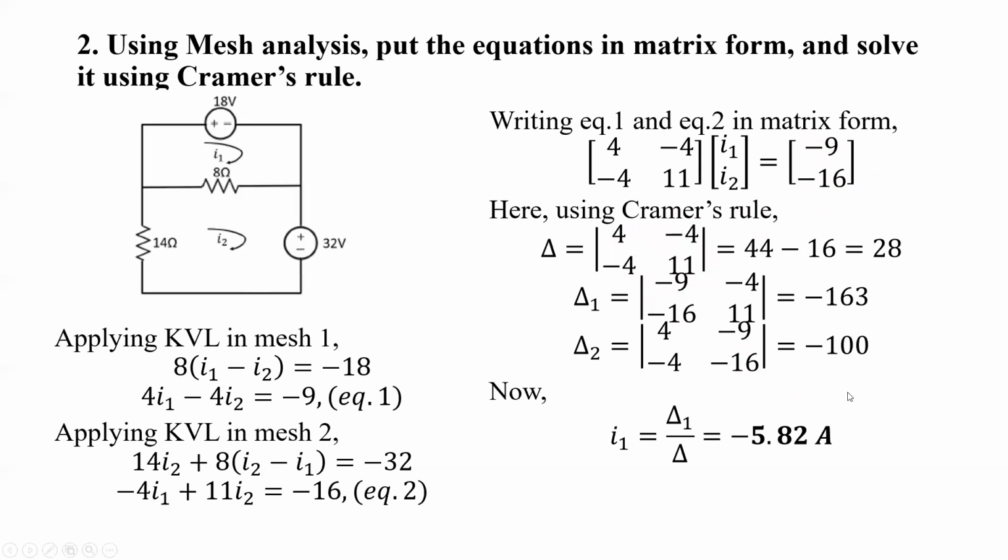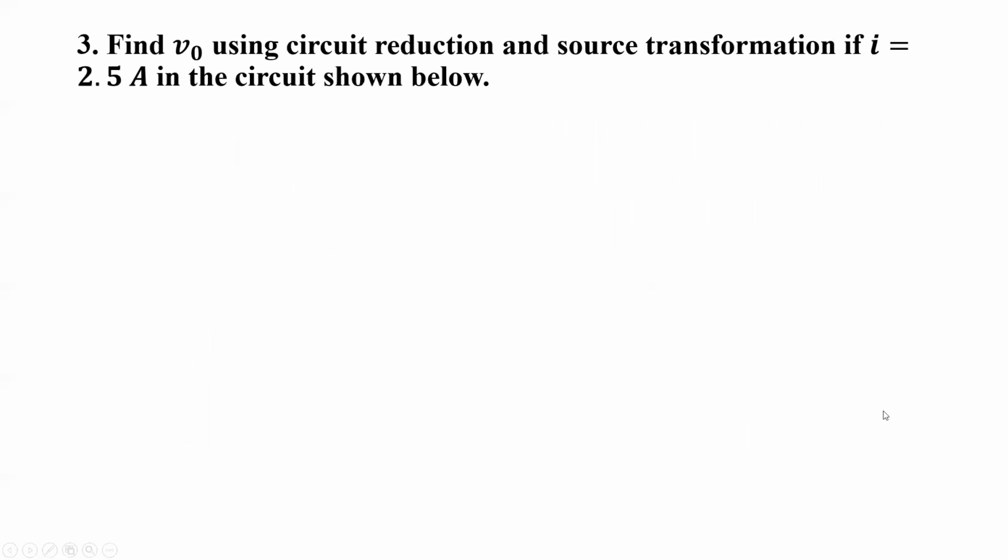Now, I1 will be given by delta 1 by delta, which will be minus 5.82 amperes. And I2 will be given by delta 2 by delta, which equals minus 3.57. In this way, we can apply Cramer's rule to calculate currents I1 and I2. Now let's see problem number 3.